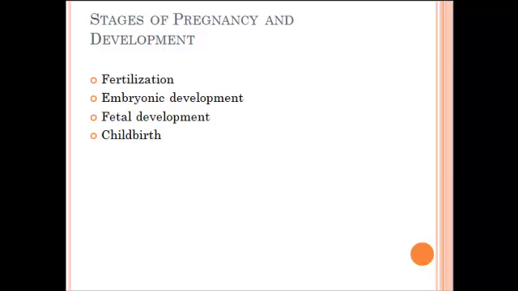Okay, let's spend a little bit of time now and talk about pregnancy and development. So there's a few stages of pregnancy and development that are important in child growth and reproduction. The first is fertilization, which we've talked a little bit about. We'll talk a little bit more about it. There's embryonic development, there's fetal development, and then finally we get to childbirth. So let's start with fertilization. Fertilization is when the sperm cell and the egg cell come together.